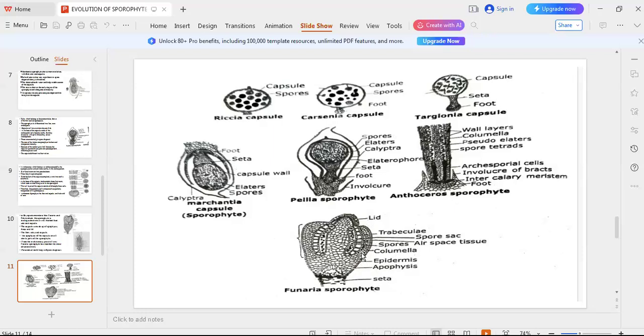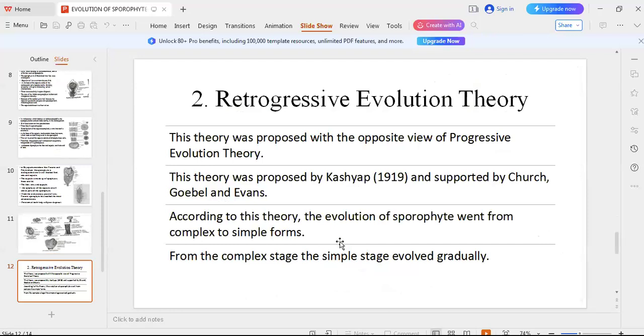Did you understand? Are you understood? Yes, ma'am. So second one, what is that? Two theories are there for the evolution of bryophyte. That is the progressive theory. Next one, the second one, retrogressive evolution theory. Okay, this is also one of the theories. This theory was proposed with the opposite view of progressive evolution theory. Because of that, opposite of progressive is retrogressive theory. Remember, very simple. This theory was proposed by Kashyap in the year 1919.